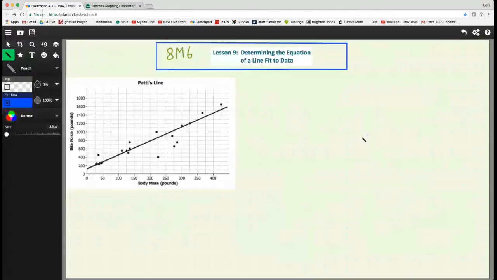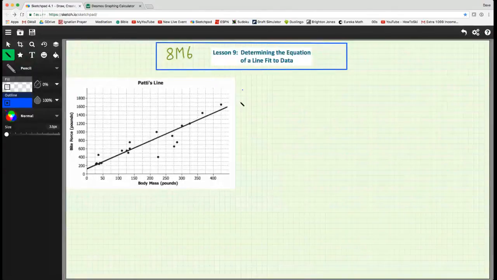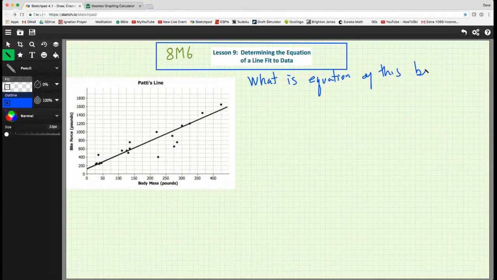So now we're going to go to phase 2 of this question, and we're going to ask the question: what is the equation of this best fit line? So how do we do that? Well, what is the equation of this line? And that's something that we've learned how to do before.